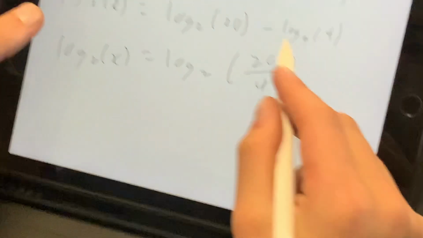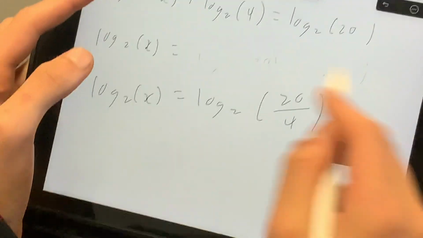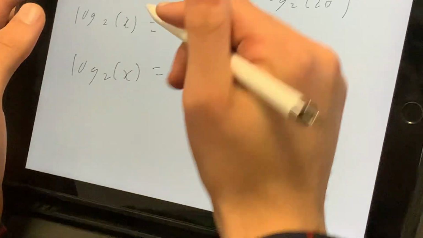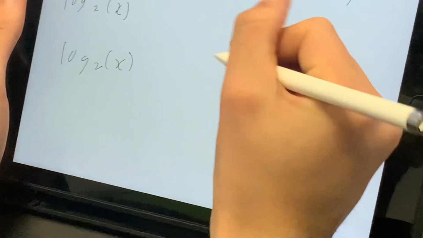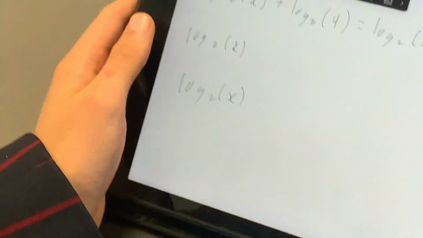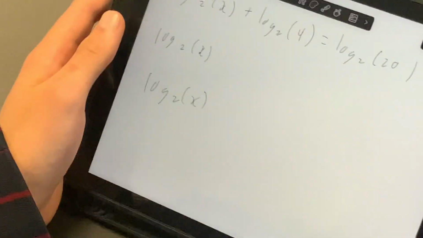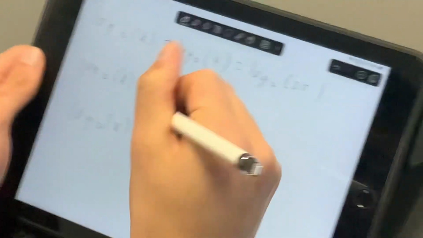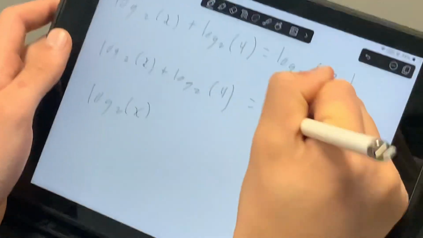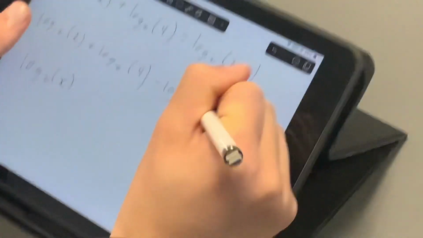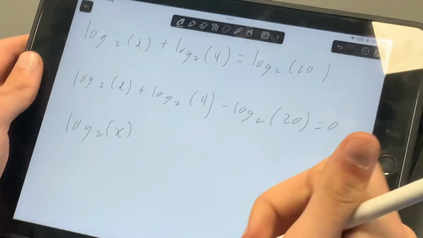Okay, scratch that. Instead of this, just to spite Samuel, we're doing a different math method. We are putting all of them onto one side. Now we have plus log 2 4 equals, not equals, minus log 2 20 equals 0. Yeah, good.